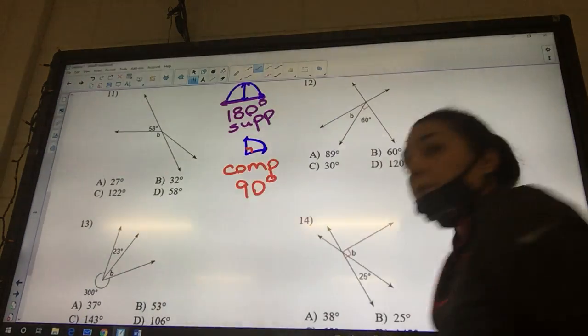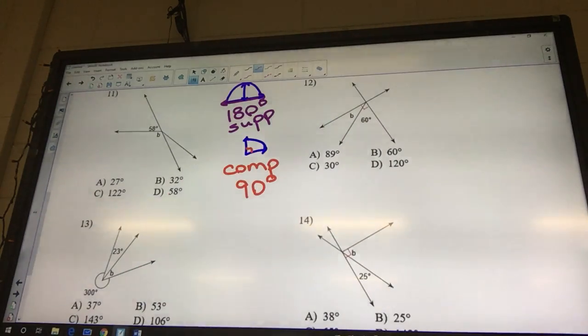Does everyone understand what we're doing? You have a full circle, and you divide it by 2. You divide 360 by 2, you're going to get 180, which is supplementary. If you divide that by 2 again, you're going to get a right angle or a complementary angle, which is 90.